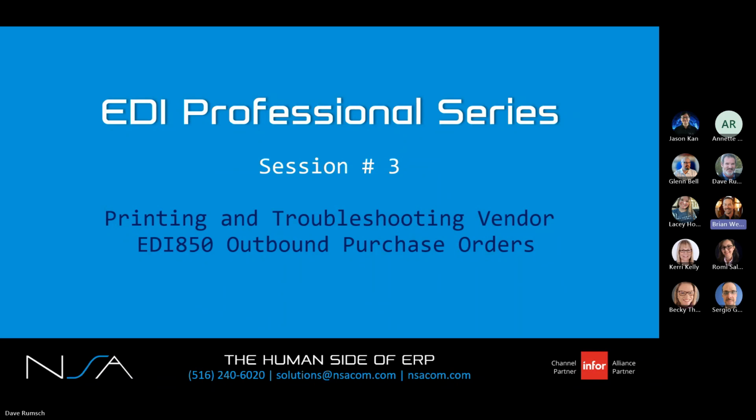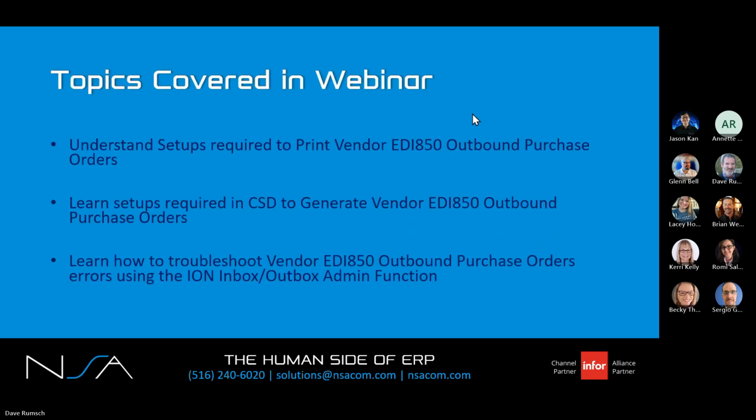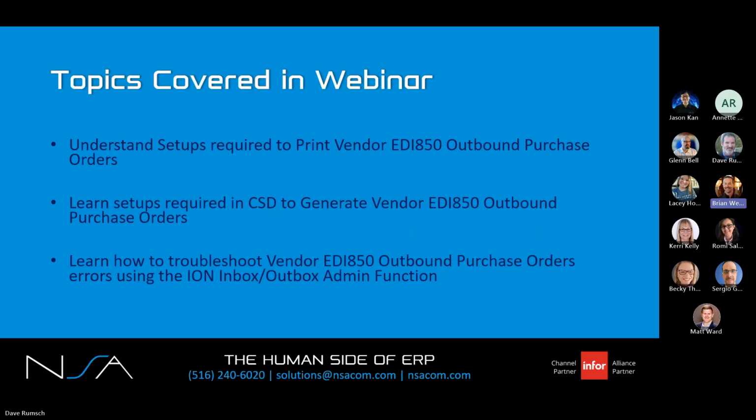This particular one is on printing and troubleshooting vendor EDI850s for outbound purchase orders. The topics covered in this webinar are understanding the setup required to print vendor EDI850 outbound POs, learning the setup required in CSD to generate vendor EDI850 outbound POs, and then learning how to troubleshoot vendor EDI850 outbound PO errors using the ION Inbox Outbox Admin Function.